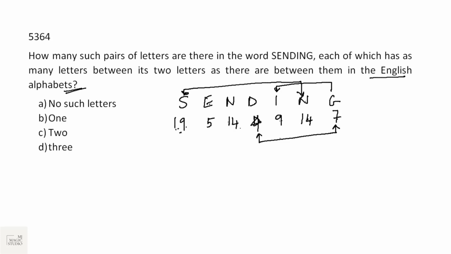matching. So, on the forward move, D and G are matching. On the backward move, G and S are matching. And N and I, sorry, G and I are matching, G and I and N and S. So, we have got 3 such pairs which are matching. Option D is the correct pick.